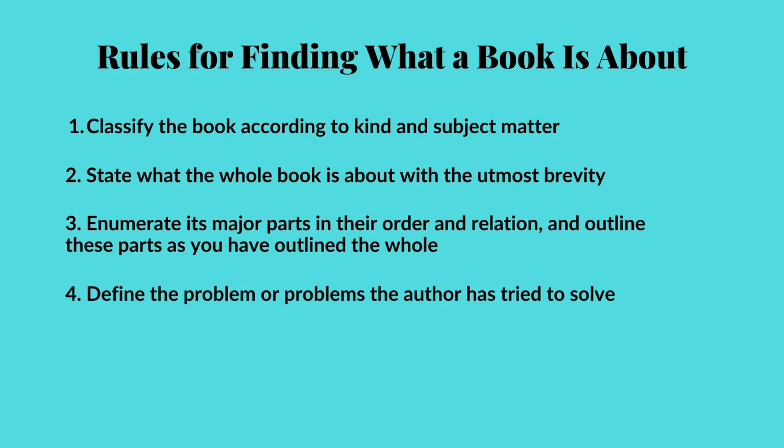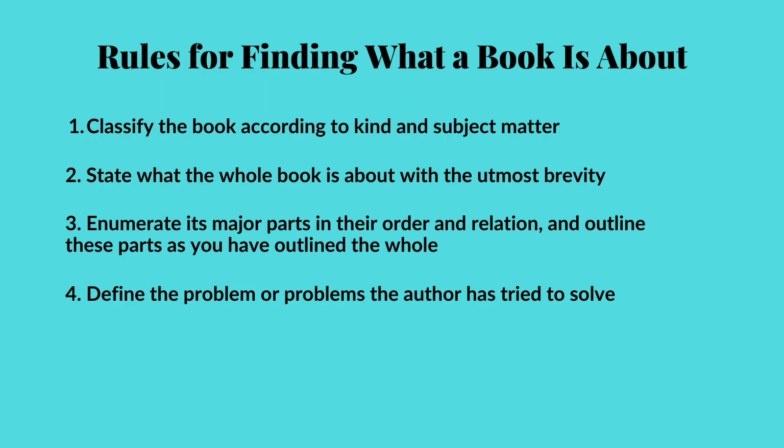Number 1, the first stage of analytical reading, rules for finding out what a book is about. And this bleeds a bit into inspectional reading as well. Number 1, classify the book according to the kind and subject matter. 2, state what the whole book is about with the utmost brevity. Number 3, enumerate its major parts in their order and relation and outline these parts as you have outlined the whole. And number 4, define the problem or problems that the author has tried to solve. And this last part is extremely important as you go forward.